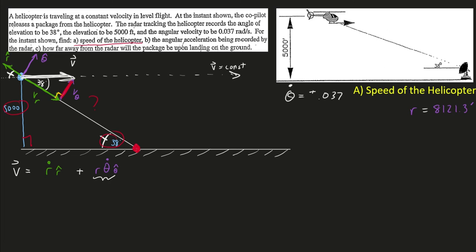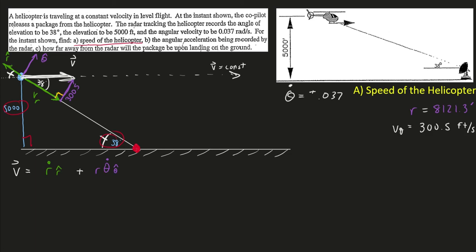So this theta component of velocity will equal my r, which I know, times my theta dot, which I know. And we'll get for that 300.5. This will be feet per second. So that will be this component right here.